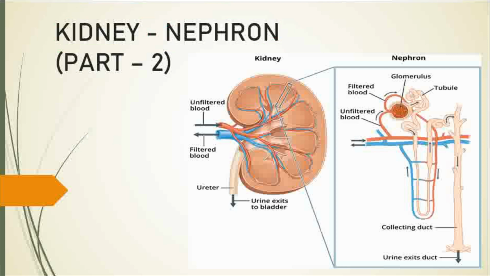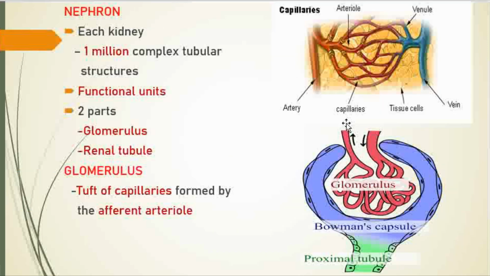So come, let's see about nephrons, which are the functional unit of the kidneys. First, nephron. The word nephron is derived from the Greek word nephros, which means kidney. So nephron means kidney. In the last video we saw that we have two kidneys, one pair of kidneys.